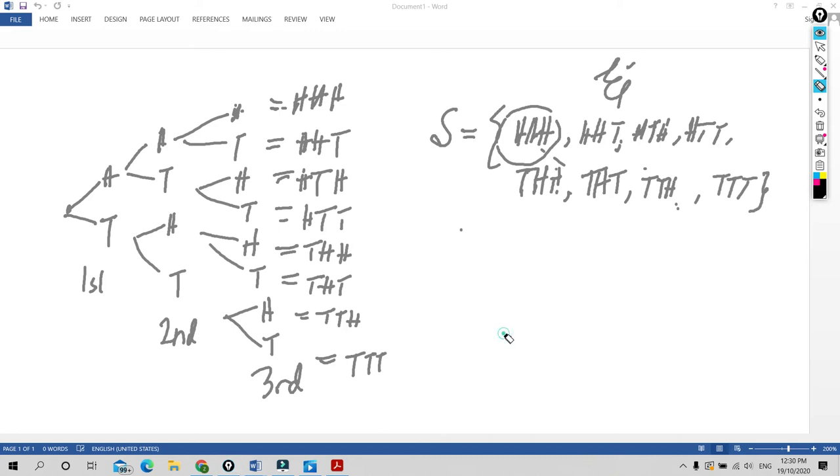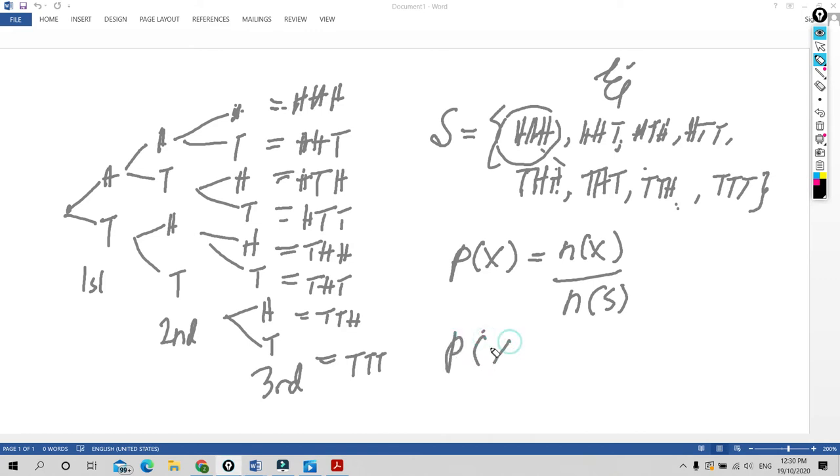To find the probability, the concept of probability is that the probability of a certain value x is equal to n of x divided by n of the sample space. This is the concept of probability. So let's say I want to find the probability of x equal to 0 heads.